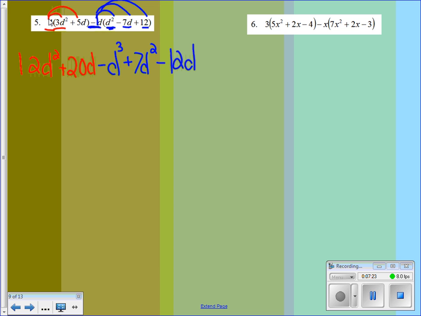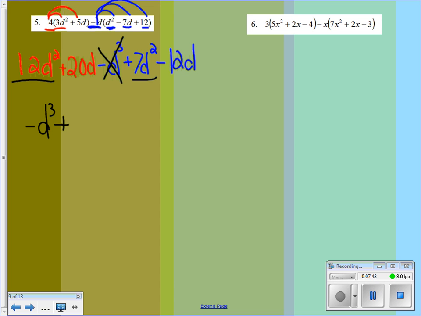So now I need to go through and combine like terms. I have negative d cubed, which is the largest exponent I see, so I'm going to write that first. So I've taken care of that one. Next, I see that I have 7d squared and 12d squared. Because they're both d squared, I can combine those like terms. So I'm going to add the coefficients.